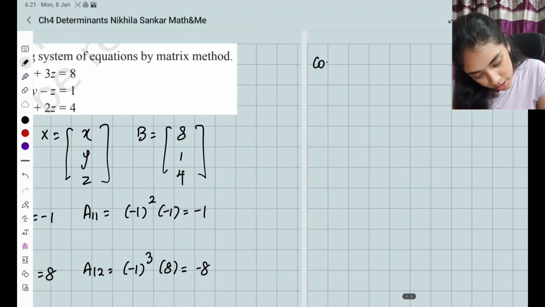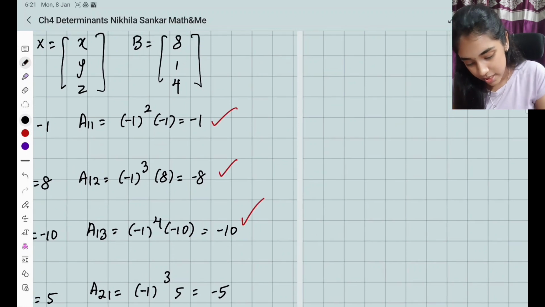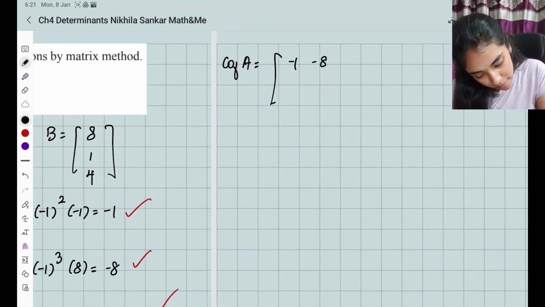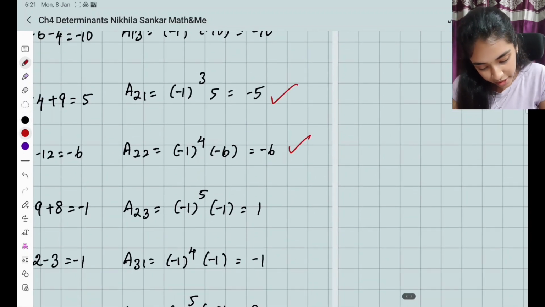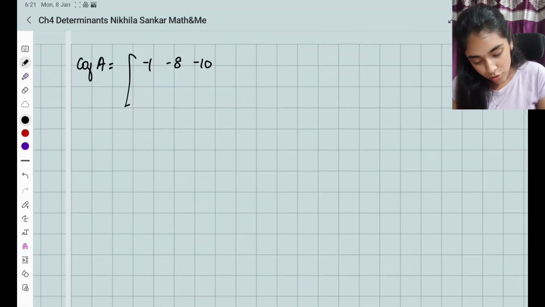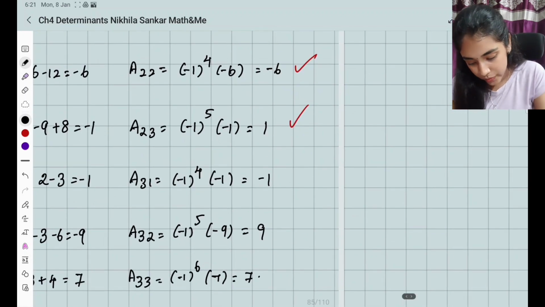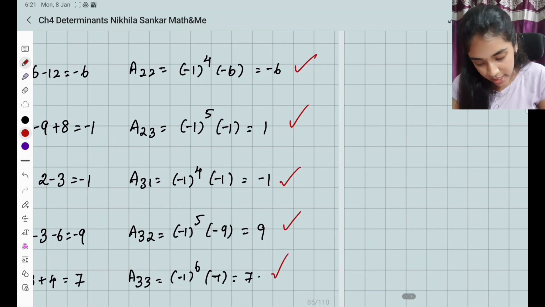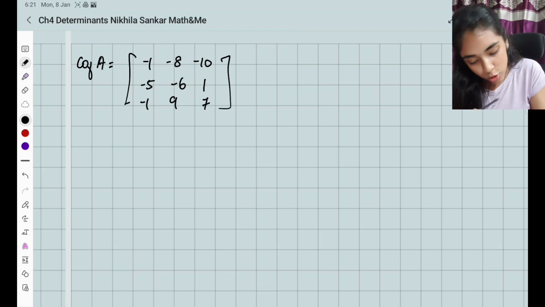So the cofactor matrix of A is going to be, in the first row, I'm going to have minus 1, minus 8, minus 10. So let me write that: minus 1, minus 8, minus 10. Then in the second row I'm going to have minus 5, minus 6, 1. Second row minus 5, minus 6, 1, and in the last row what is it going to be? Minus 1, 9, 7. Minus 1, 9, 7. So this is the cofactor matrix of A.